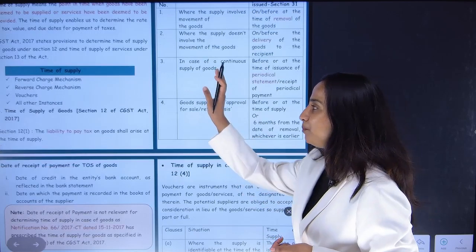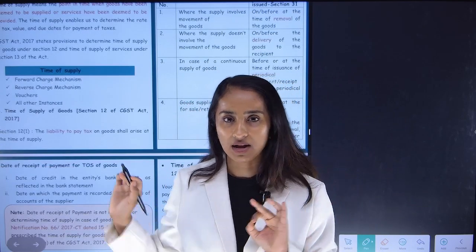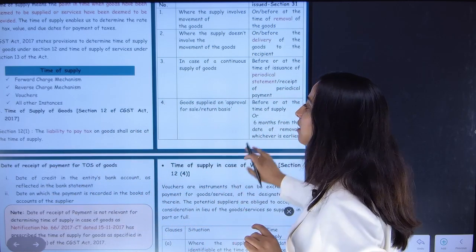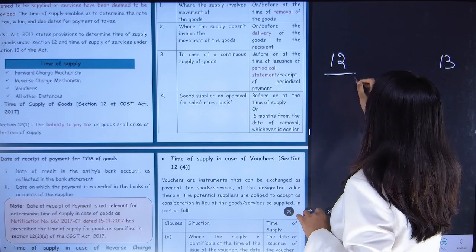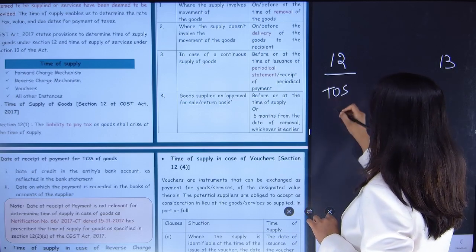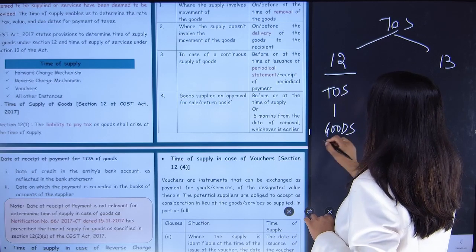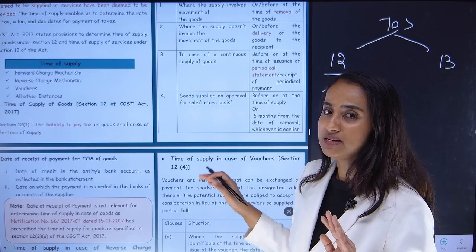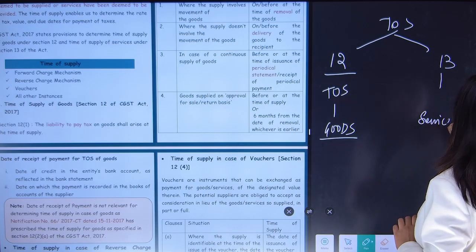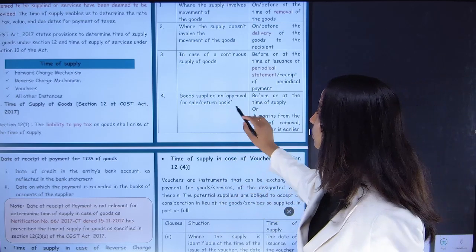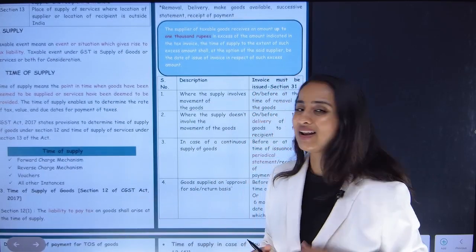So the time of supply will broadly cover forward charge, reverse charge, time of supply for vouchers and some other cases which is miscellaneous. For time of supply, there is section number 12 and section number 13. Section 12 comprises of time of supply for goods only. So whenever you read section 12, then it means it is applicable only for goods. Section 13 is applicable for services.